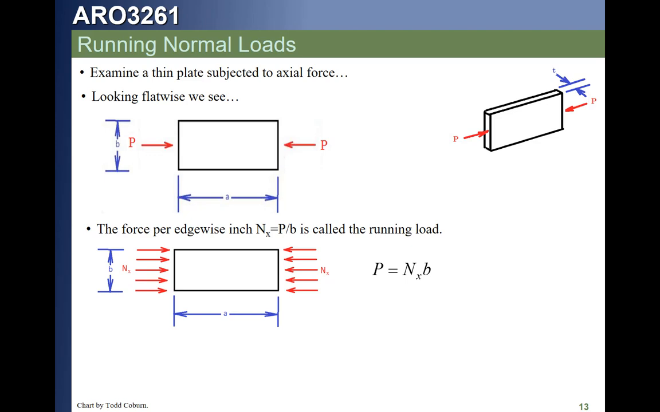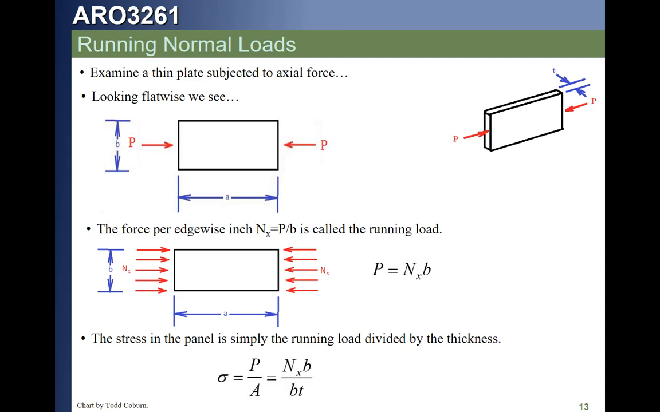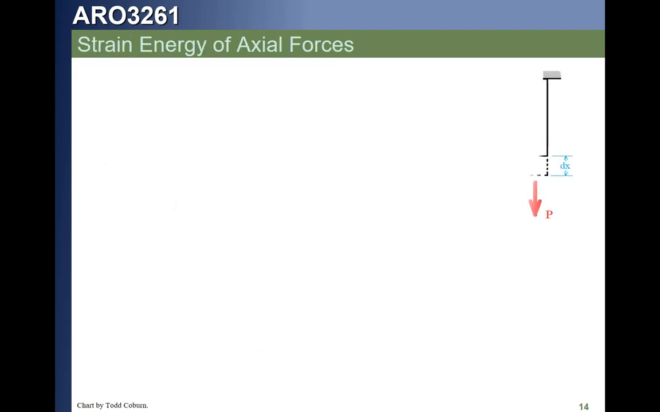So the force is just N times B, since the running load is just P over B. The stress then is just the force divided by the area, which is P over A, which is NB over BT, which is obviously just N over T. This idea of calculating the appropriate running load, N equals P over B, and the stress is N over T, and also that's equal to P over A, is critical that you understand at this point. Got that?